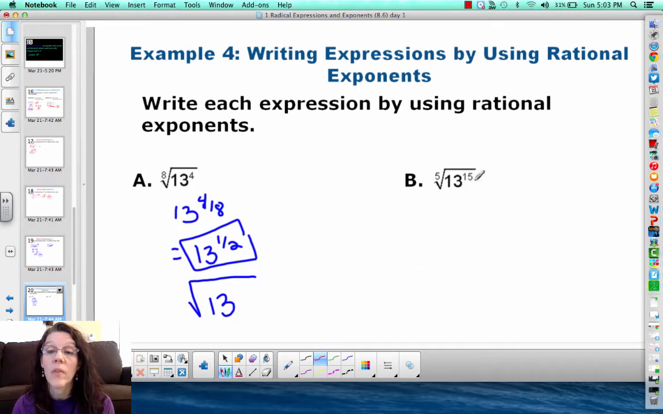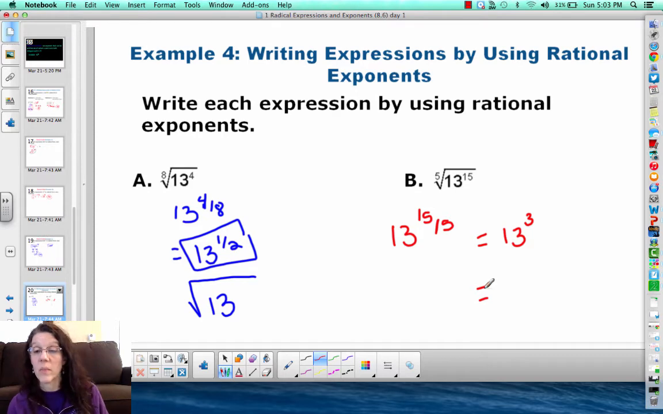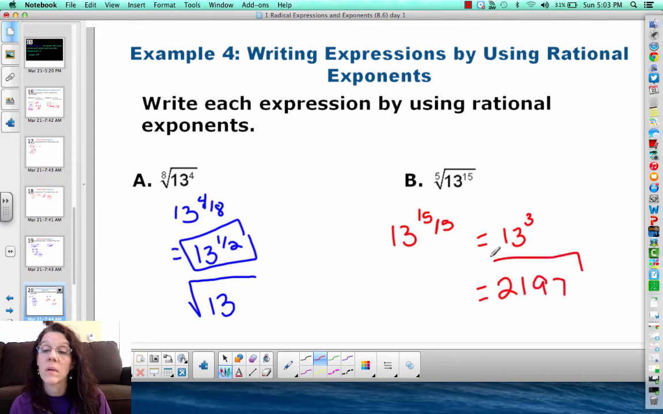Okay, remember this is our power and this is our root. So this is 13 to the 15 over 5. Well, 15 can be divided by 5, can't it? So that's 13 cubed. Now, I don't know what 13 cubed is off the top of my head, so I'm going to use my calculator and take 13 to the 3rd power. 13 to the 3rd power is 2,197, and that's our answer, 2,197. So you can go either way, depending on what you're doing with these.